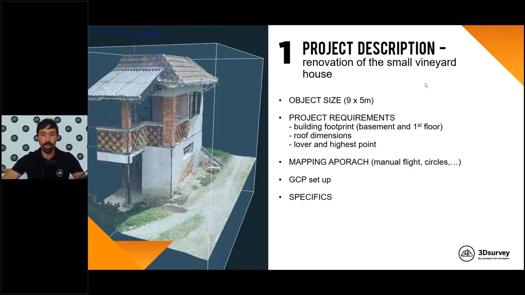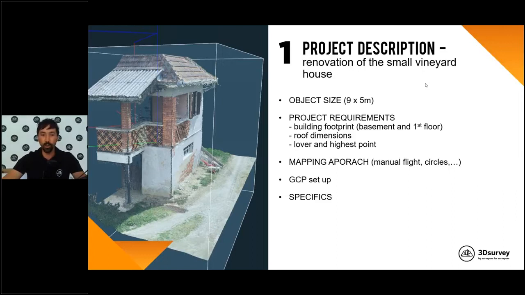What were my requirements for this project? The main goal was to deliver the building footprint, so at the end I need to vectorize the building corners. I need to deliver the roof dimensions of this building, because they need to know how much material they need to order to replace it. And this is all in 3D. If you're using a standard method like a measuring tape, it's more difficult and not so convenient. That's why this is a great technology.